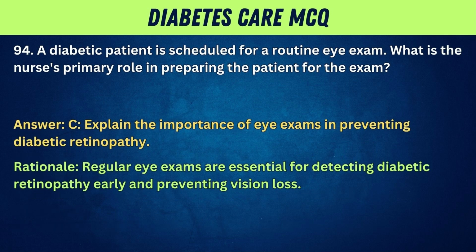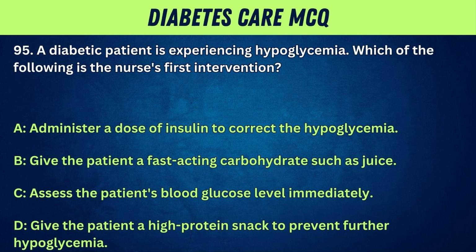Answer. C. Explain the importance of eye exams in preventing diabetic retinopathy. Rationale. Regular eye exams are essential for detecting diabetic retinopathy early and preventing vision loss. 95. A diabetic patient is experiencing hypoglycemia. Which of the following is the nurse's first intervention?